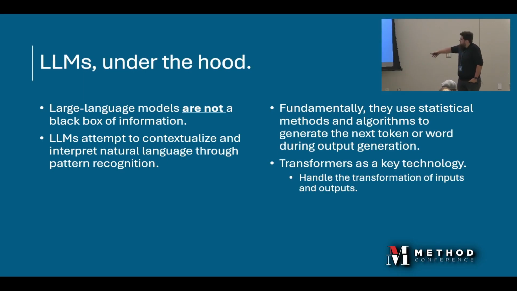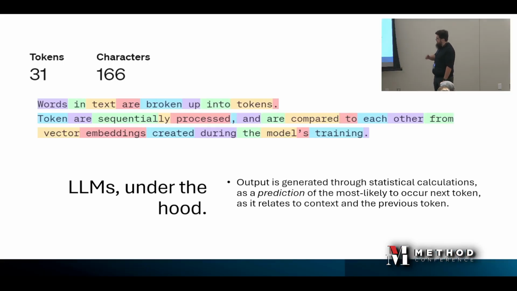Again, like I mentioned, they use statistical methods and algorithms. And again, transformers are the big technology, the transformation of words to tokens to vectors to tokens to words is how you can think about it. So tokens, right? This is how it actually generates it, right? So again, statistical calculations of the most likely to occur next token. I put in a sentence here. Ignore my typo right there, token or tokens. But this is how it processes things.